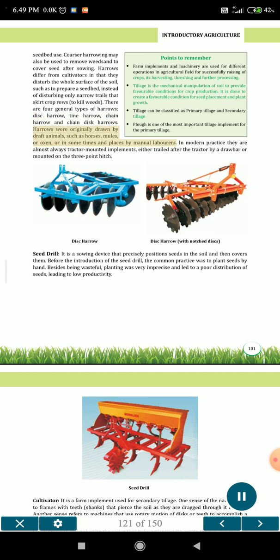Harrows were originally drawn by draft animals, such as horses, mules, or oxen, or in some times and places by manual laborers. In modern practice they are almost always tractor-mounted implements, either trailed after the tractor by a drawbar or mounted on the 3-point hitch. Disc harrow with notch discs.